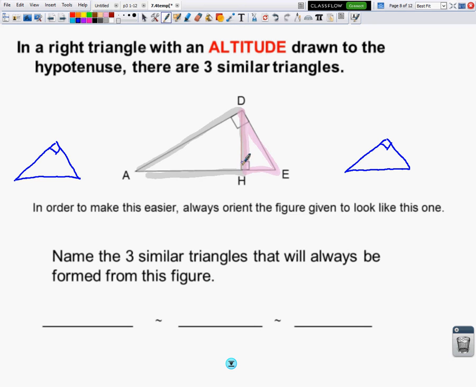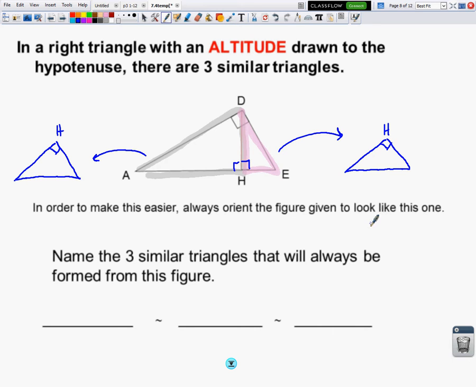Now, keep in mind that this gray triangle, the right angle is what letter? H. So I'm going to label that. This is my gray one. And this one's going to be my pink one. The right angle in the pink one is also what letter?